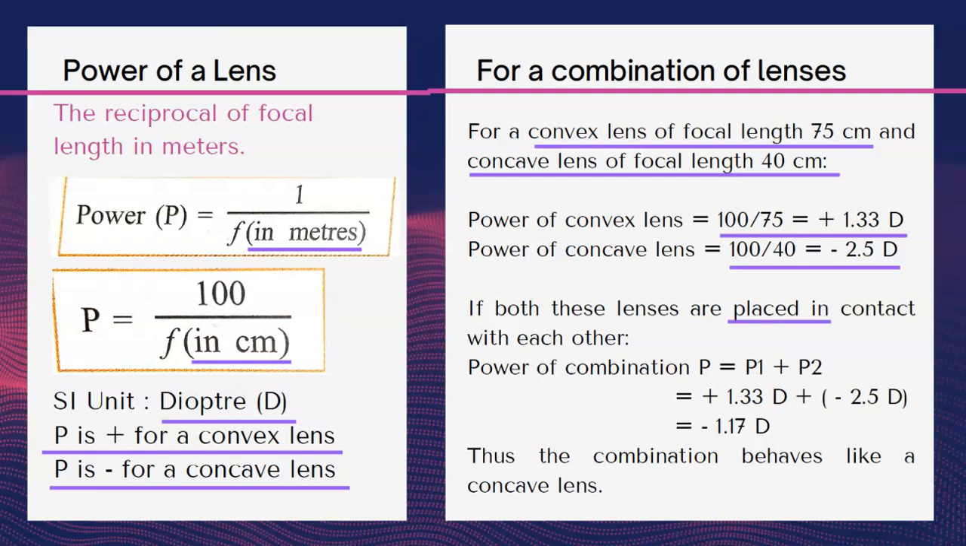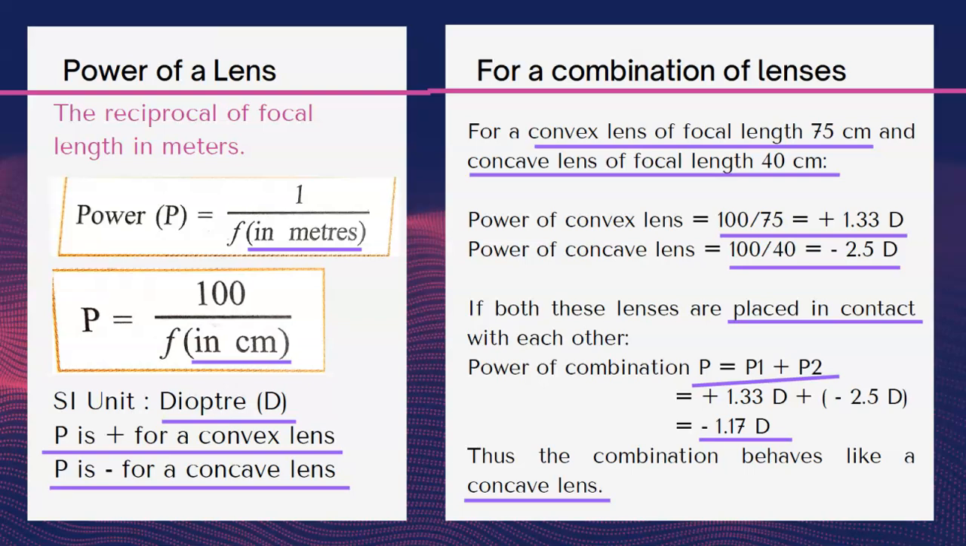Now, if both these lenses are placed in contact, we make a combination of these 2 lenses. The combined power P will be equal to P1 plus P2. If we add them, we get the answer to be minus 1.17 diopter. Now, since we are getting a minus sign, we can conclude that the combination of this particular convex lens and the concave lens behaves like a diverging lens, which is a concave lens.